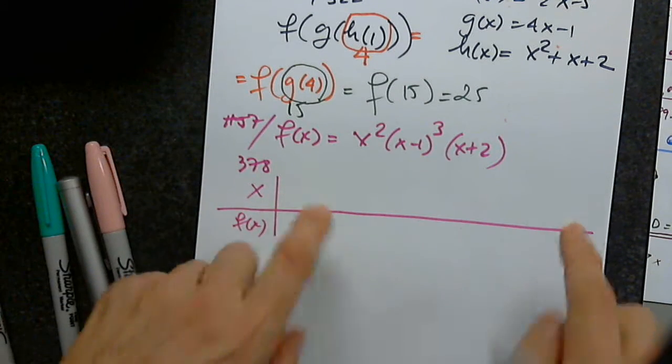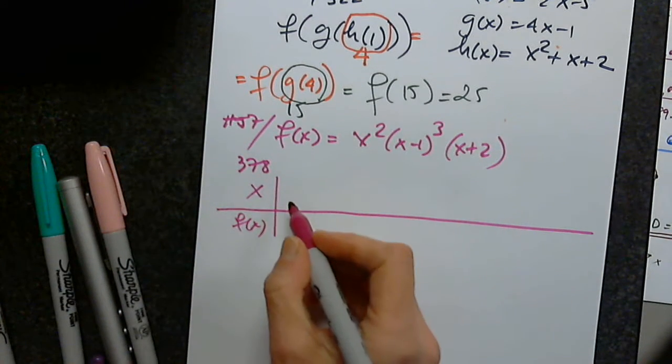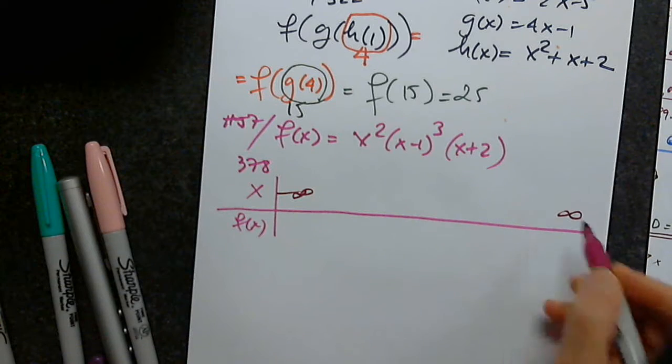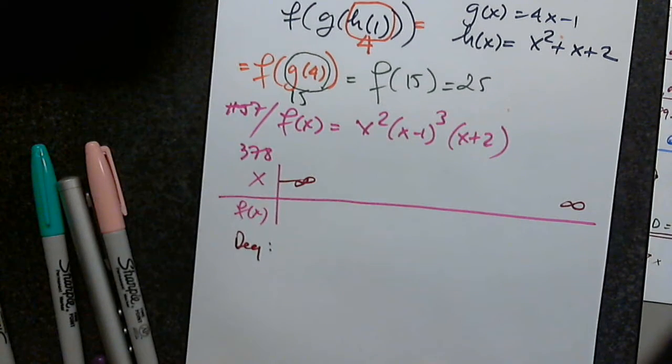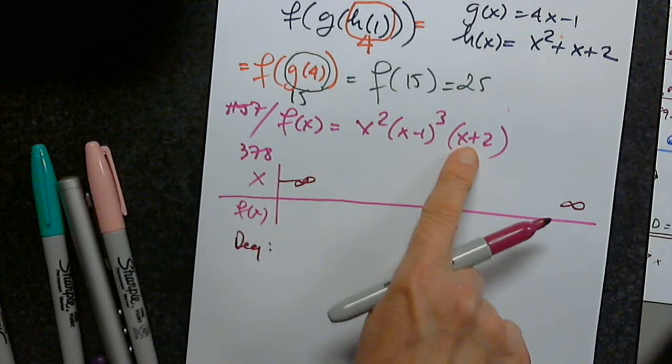I have to fill up the top. Domain. Very good. Degree. 3 here, 2 here, 1 here.